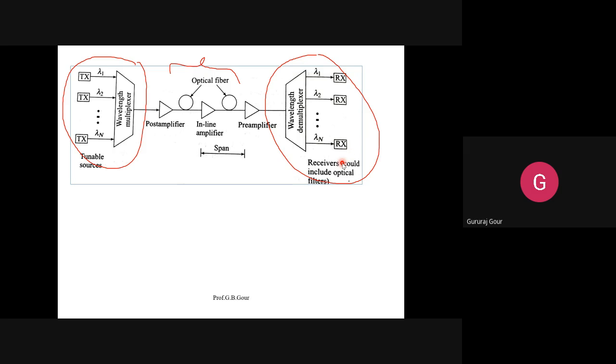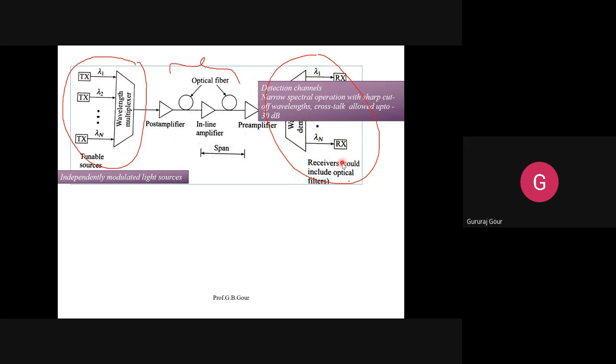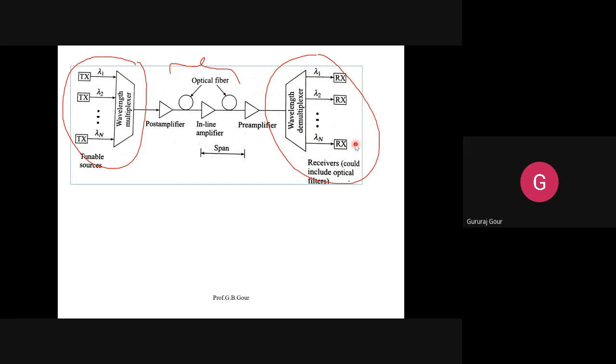But some tolerance will be allowed, like detection channels, narrow spectral operation with the sharp cutoff wavelengths. Crosstalk will be allowed up to minus 30 decibels. Crosstalk means sometimes they get overlapped. You might have experienced this. If I'm talking with you, you might be hearing somebody else's voice also during telecommunication, I'm telling, not this one. That is called crosstalk. That is allowed up to minus 30 decibels.